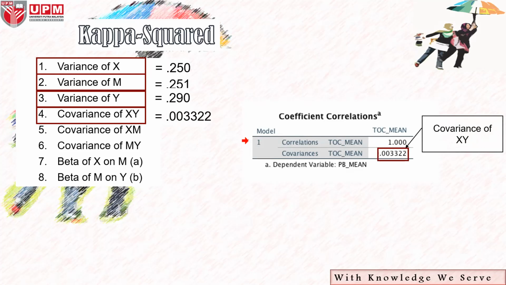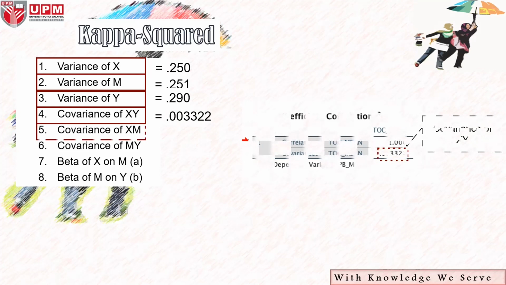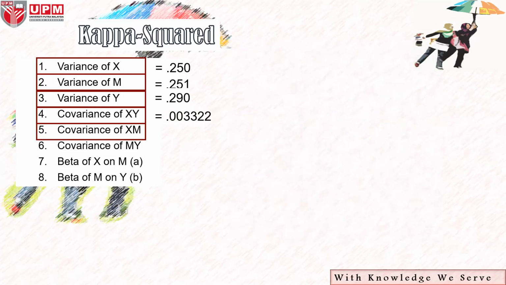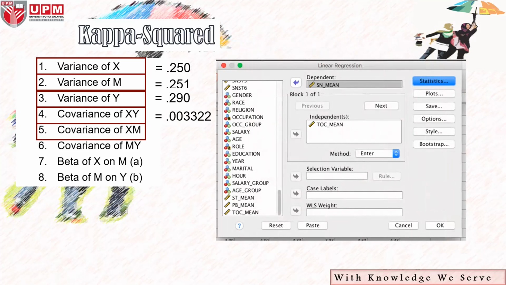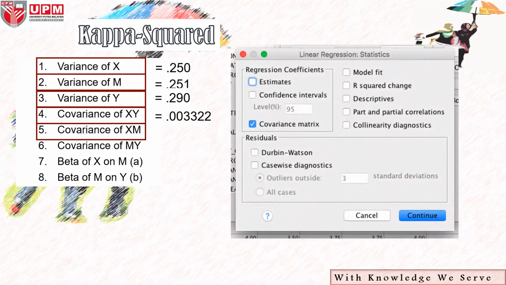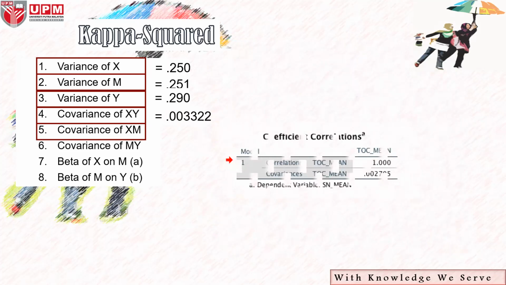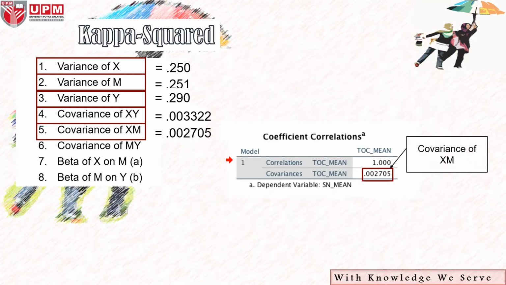Okay, next one, covariance of X on M. We repeat the same step. We just need to change the DV. We click analyze, click regression, click linear. For the DV, we change from PB mean to social network mean. All the criteria remain. We just pick for covariance and then click continue, and then click OK. So this is the output for covariance, which is equal to 0.002705.